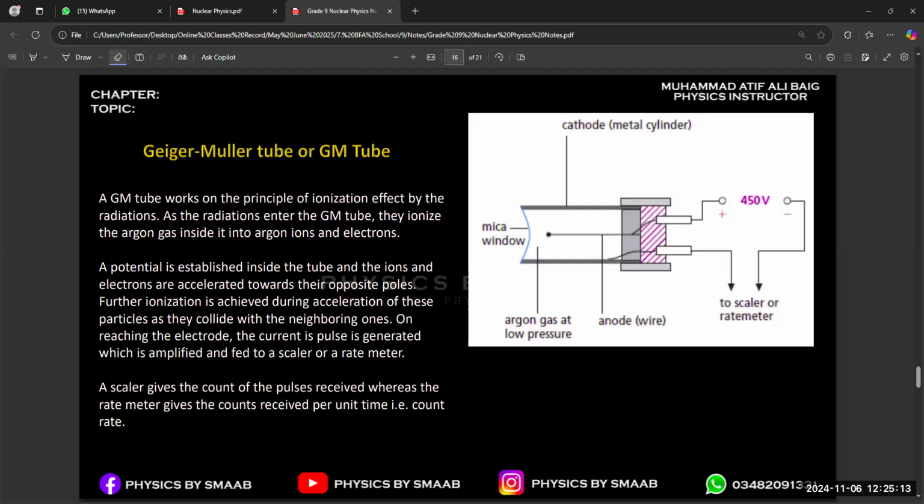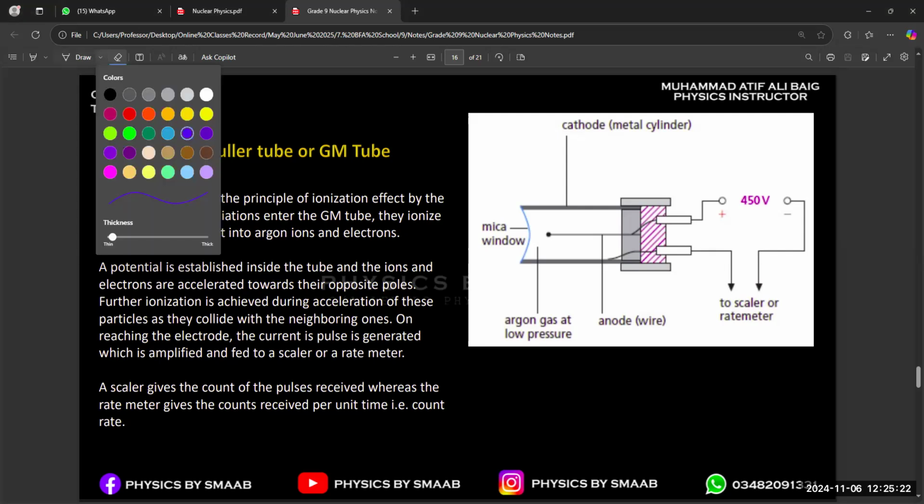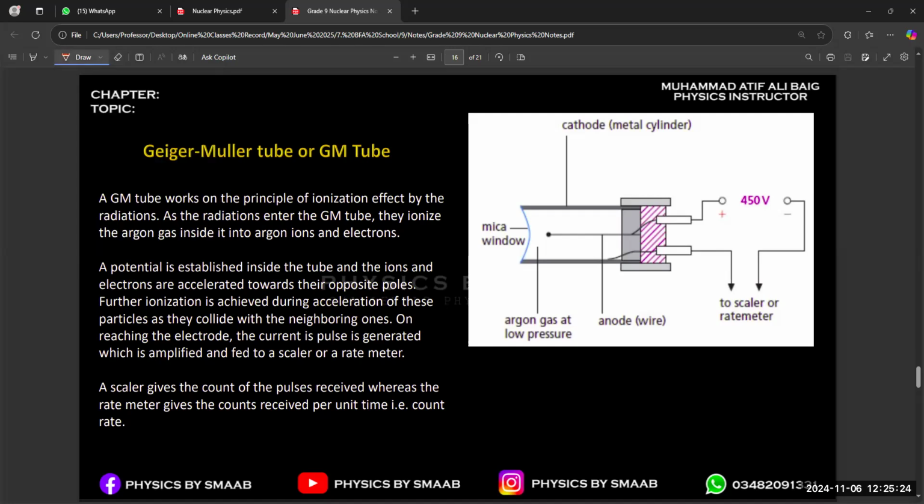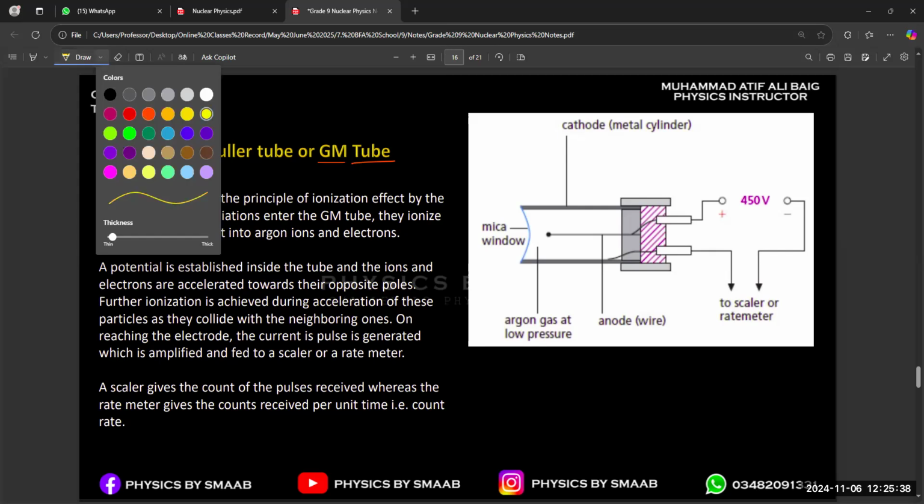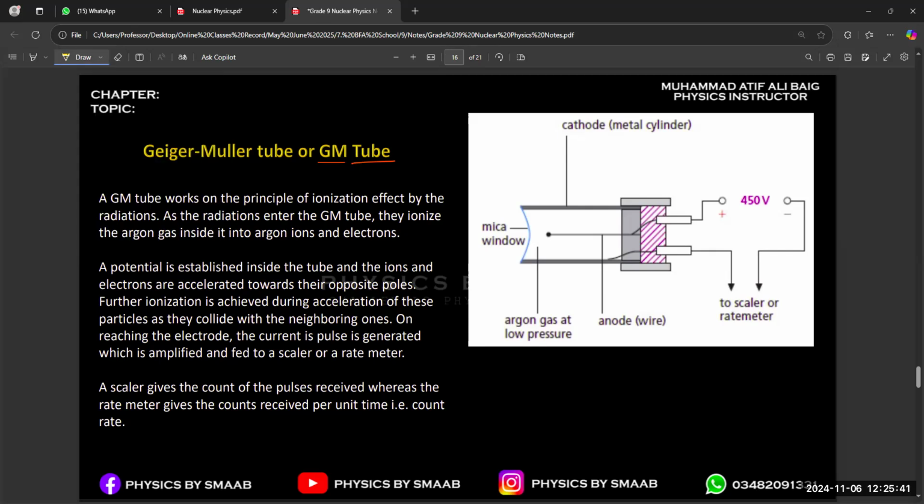And working is also mentioned in this slide for GM tube. Right now we are talking about GM tube. But again, in your exam question, they will not ask about detailed working of this detector. Okay. So basically, a GM tube works on the principle of ionization effect. So this concept is important. If they ask, let's suppose, on which principle GM tube works or how GM tube works, you can just simply mention it works on the principle of ionization effect.